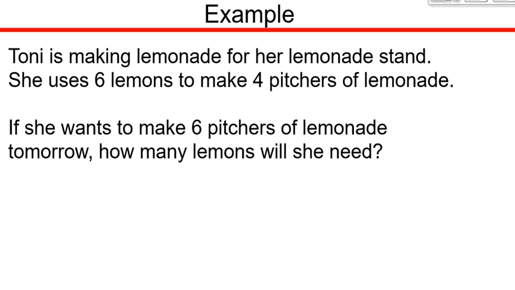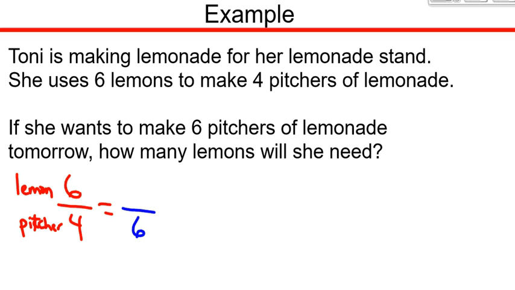Tony's making lemonade for her lemonade stand. She uses 6 lemons to make 4 pitchers. So I got 6 lemons for 4 pitchers. So I'm going to put lemons on the top, pitchers on the bottom. All right. If she wants to make 6 pitchers, okay, so the 6 is going to go on the bottom with the pitchers. How many lemons will she need?